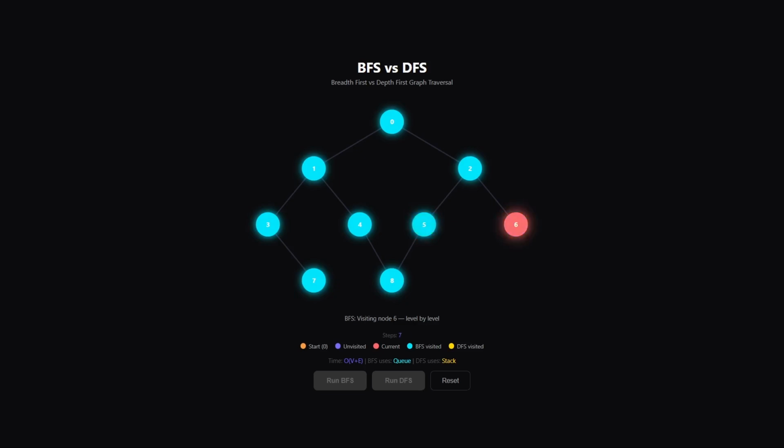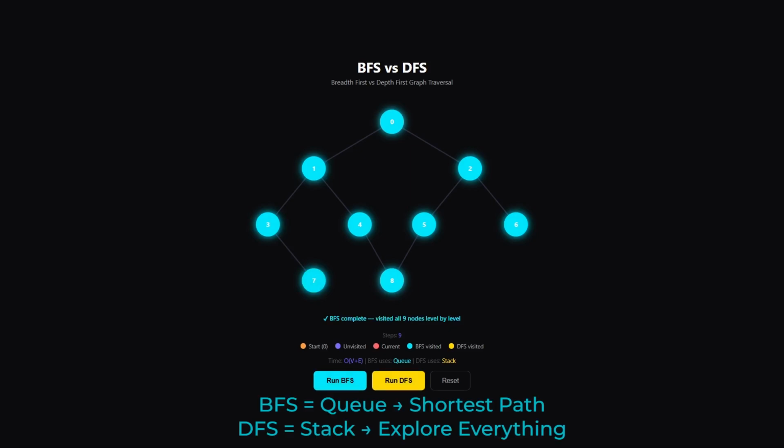The rule is simple. Need the shortest path between two nodes? Use BFS. Need to explore every possible path? Use DFS. GPS navigation uses BFS. Maze solving uses DFS. Cycle detection uses DFS. Social network degrees of separation, that is BFS. Two algorithms, one graph. Now you will never confuse them again.